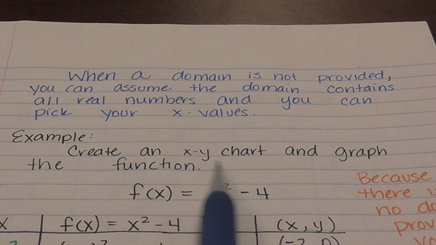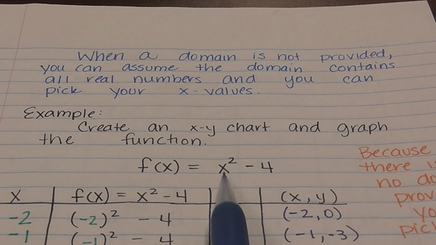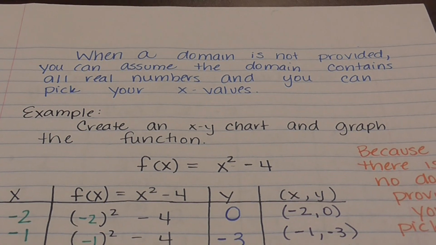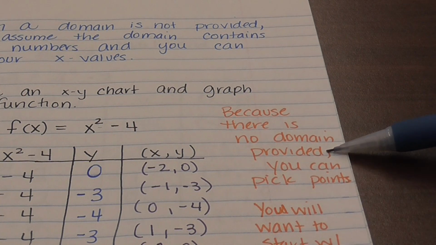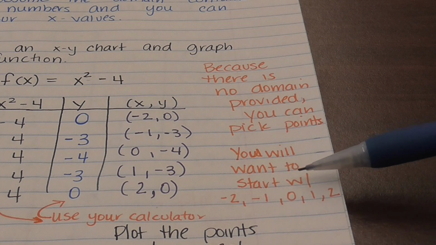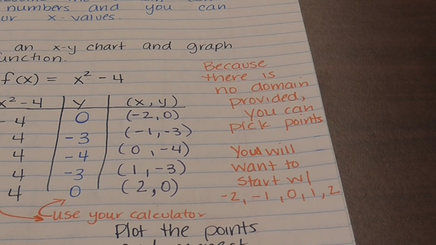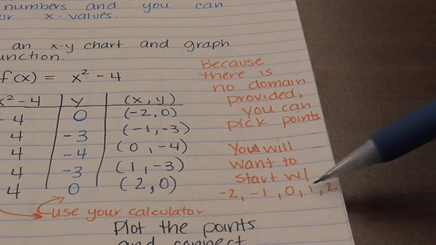So again, here's another example. Your instructions: create an XY chart and a graph for the function. Your function is f of x equals x squared minus 4. Now you may not be familiar with graphing something with x squared, but if you've got your XY chart, you're going to be fine. So I put a special note over here. Because there's no domain provided, you can pick the points. You're going to want to start with -2, -1, 0, 1, and 2. You need to consider those points your best friends. Those are the ones you're always going to use to start with until you know more about different kinds of graphs.